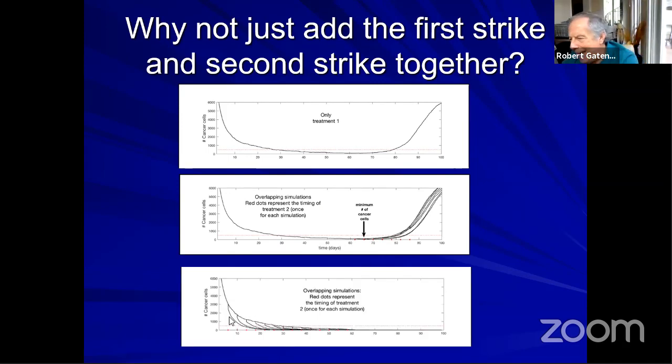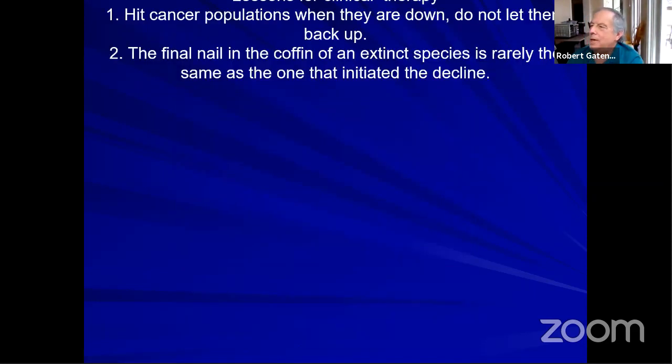On the other hand, adding that second therapy when the population is in decline is when it is most vulnerable to extinction. And so you can see this model prediction. So the idea then is to hit cancer populations when they're down. In other words, you've knocked it down, and instead of playing by boxing rules where you wait for it to get back up and be ready again, you treat it like a knife fight. Basically, when it's down, hit it.